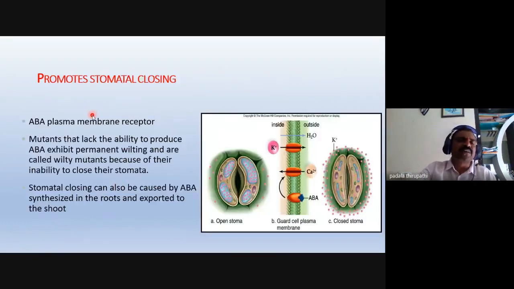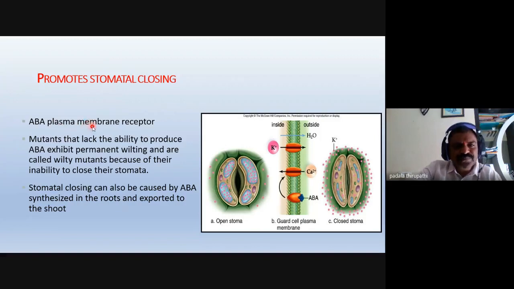The first important physiological role is stomatal closing. The opening and closing of stomata is explained by a number of theories, the Lloyd theory, the sugar theory and the potassium ion pump theory. These theories explain how stomata close and open. We are going to discuss them in plant water relations in our physiology. This stress hormone, ABA, is responsible for the closing of stomata.